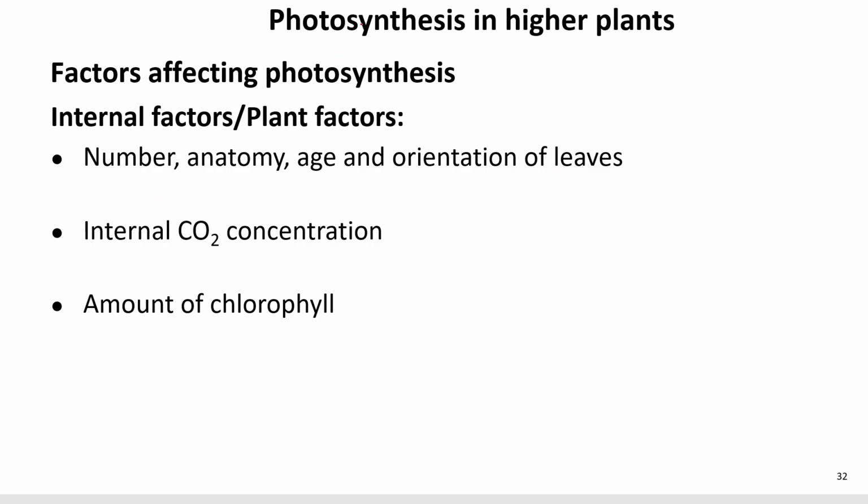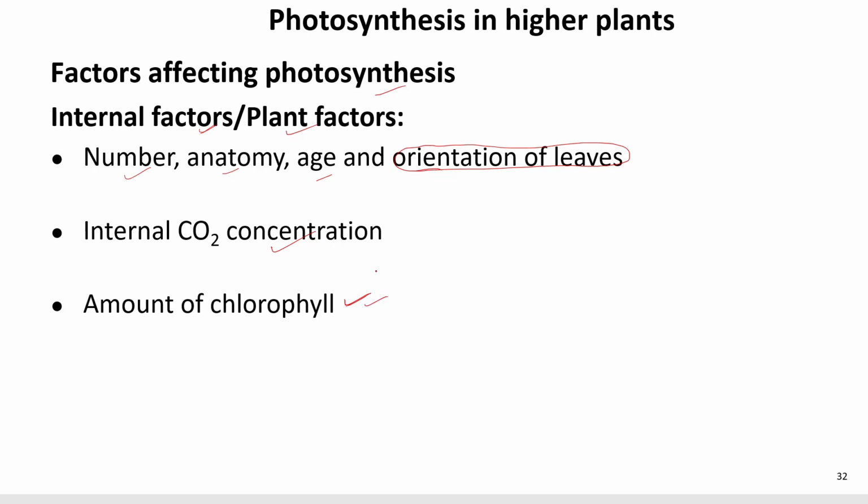Now let's talk about the factors affecting photosynthesis. There are internal factors and external factors which affect the rate of photosynthesis. Let's talk about the internal factors first, also known as the plant factors. These are the number, anatomy, age, and orientation of the leaves. Then internal carbon dioxide concentration also affects the rate of photosynthesis, and the amount of chlorophyll also affects the rate of photosynthesis.